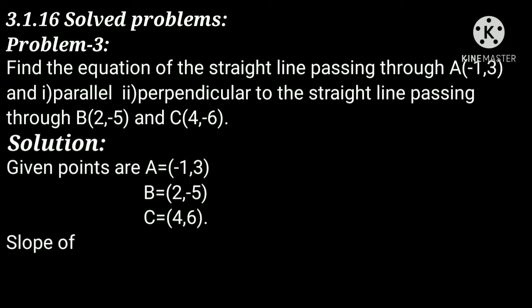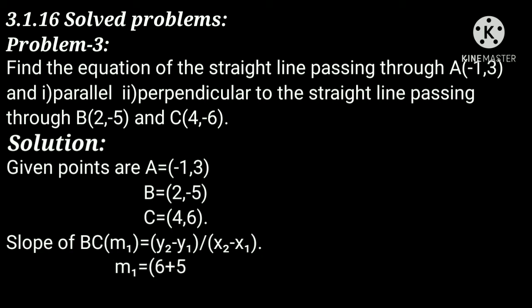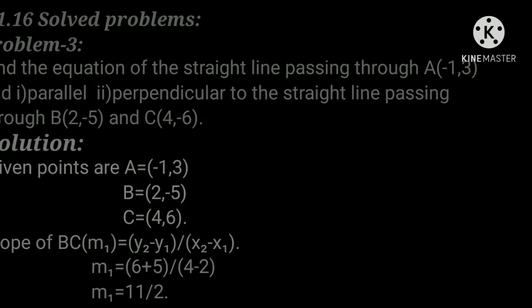Slope of BC, m1 equal to, the slope formula is y2 minus y1 by x2 minus x1. Here we substitute the x1, y1 and x2, y2 values. Then m1 equal to 6 plus 5 by 4 minus 2. After simplification, slope of BC, m1 equal to 11 by 2.